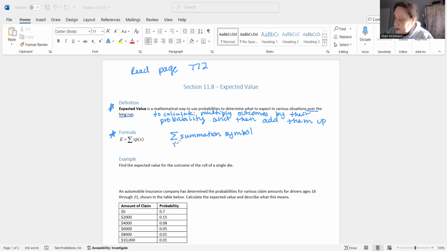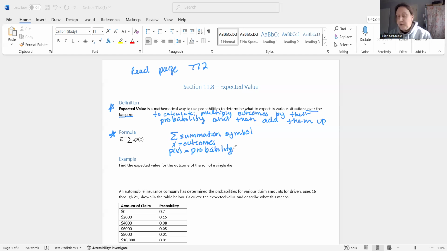In this case, X is the outcomes, and then P of X is the probability of the outcome. So in this formula, E is expected value, and it says add up each outcome times its probability. So you literally take the outcome, multiply it by its probability, and add them up. The reason I show you this formula here is you'll see something similar to it when we look at our chapter on statistics.